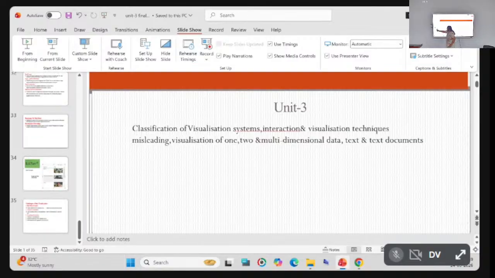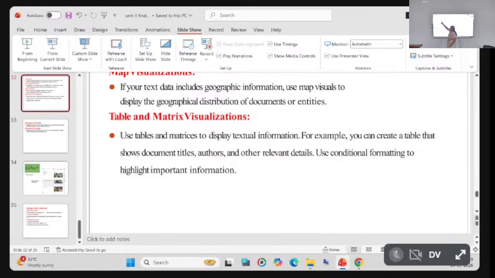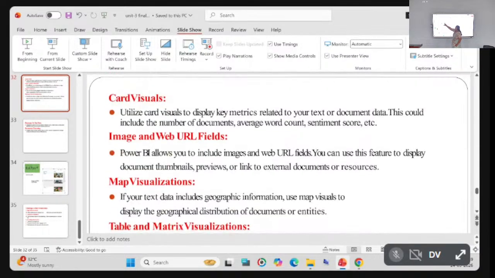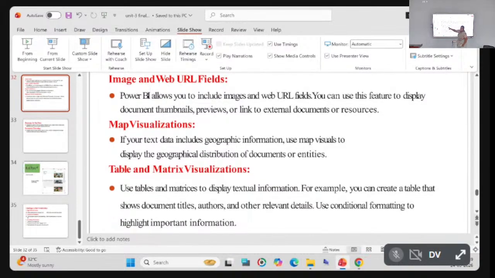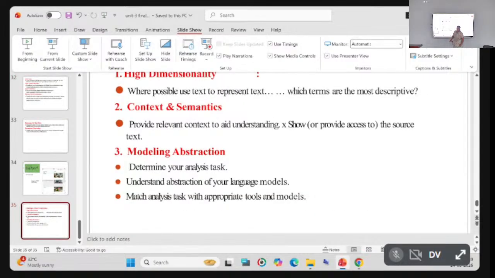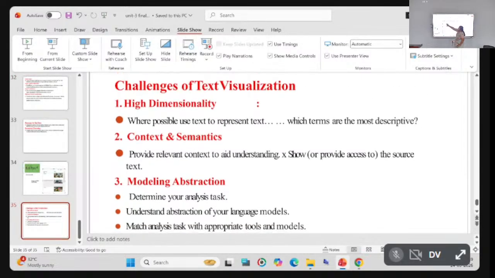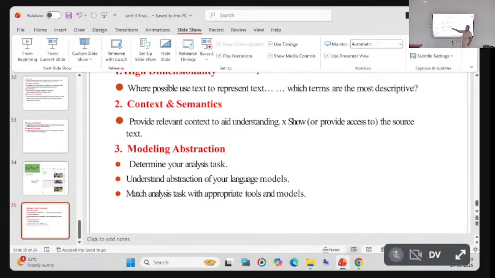See here. So you have taken the card visuals, images and web URLs for visualizing this map data or table or matrix visualization. Next, what have you done? The challenges in text visualization: first, you are getting high density of information. In that, whatever required text data is there, you are taking that. Content and semantics. What is semantics? Similar pattern data, and the next one is modeling the abstraction. Clear? Just take 2 minutes.